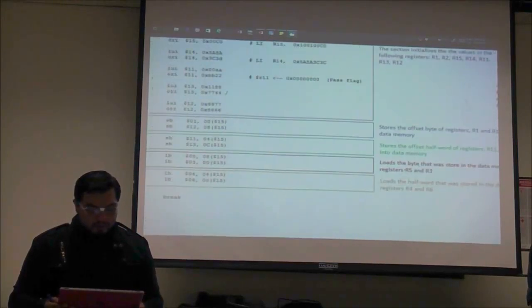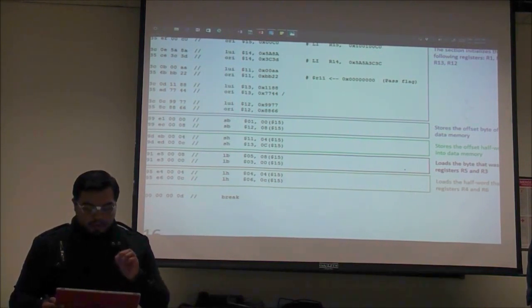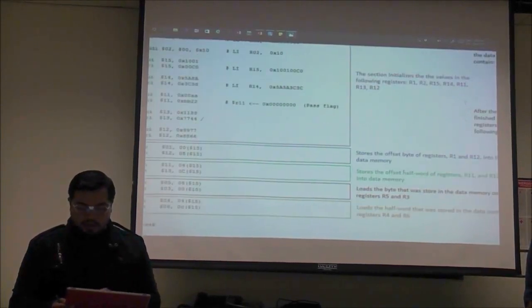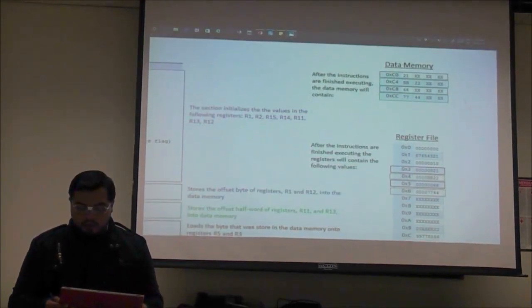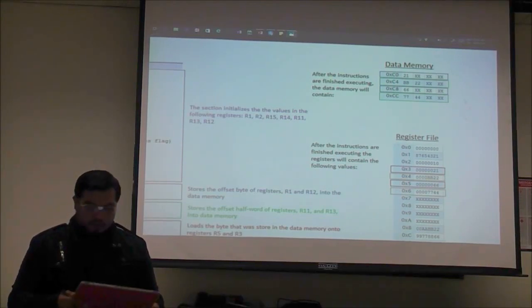Now the load half word. Now I'm telling the MIPS, load onto register 4 from C0 with offset 4, so C4. So let's see, what's C4? C4 happens to be BB22, and register 4 is BB22.